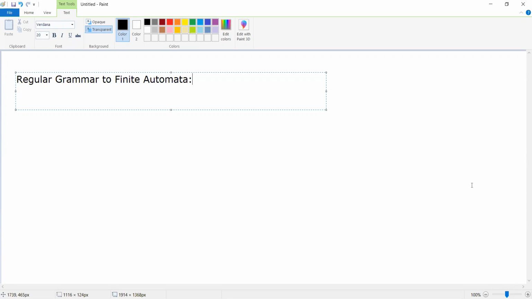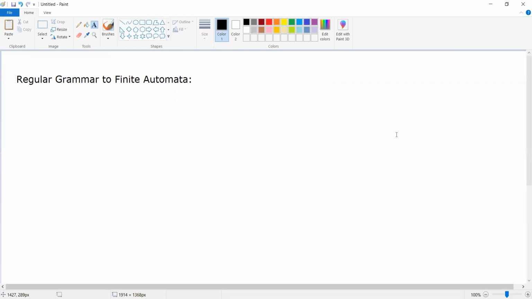The idea is very simple. Whatever we did just now for converting the finite automata to regular grammar, likewise here also we are going to follow the same steps. Let me straight away go with an example so that it becomes very easy for you to understand.